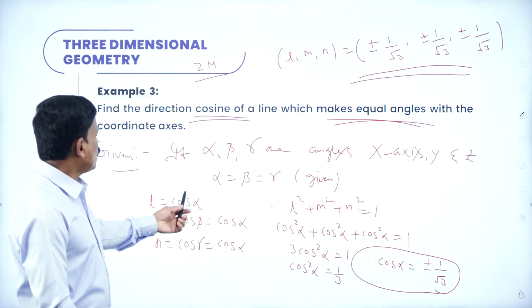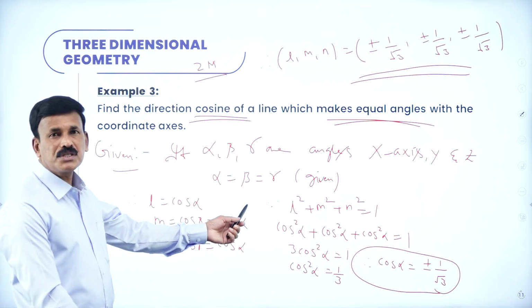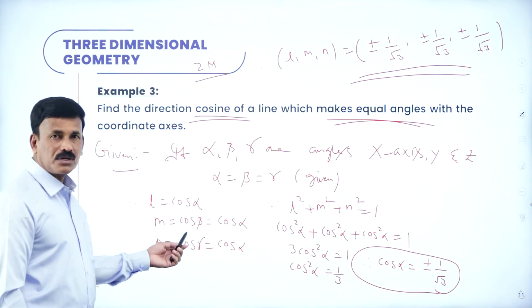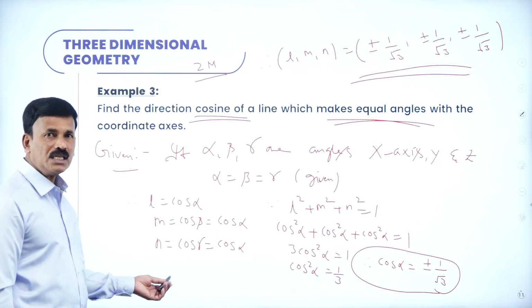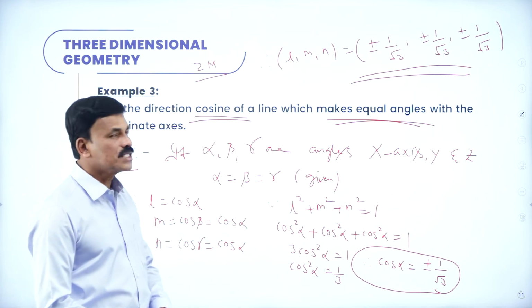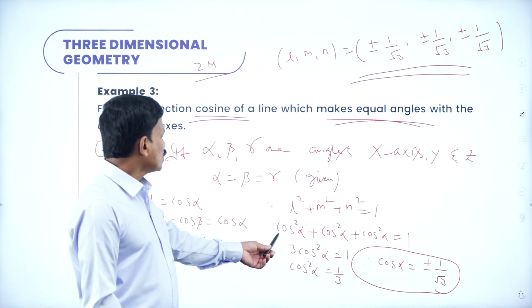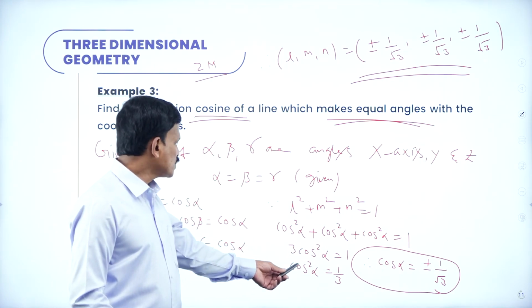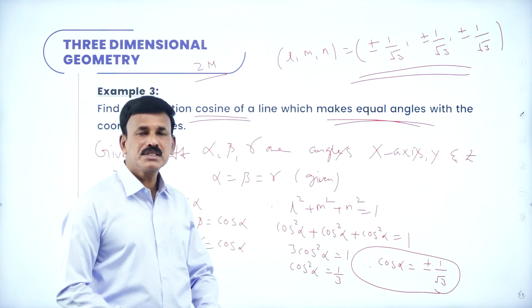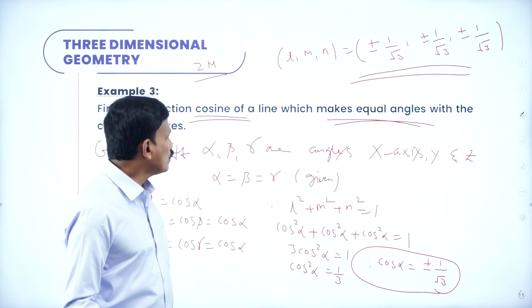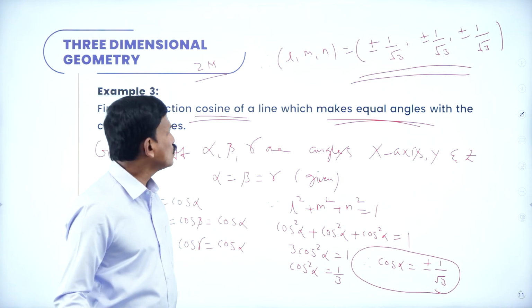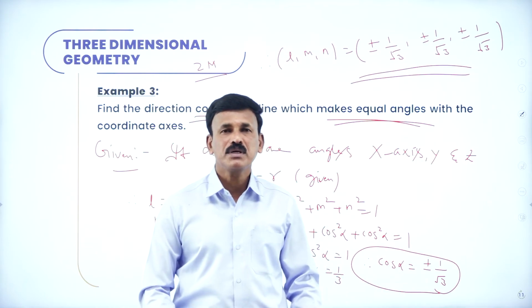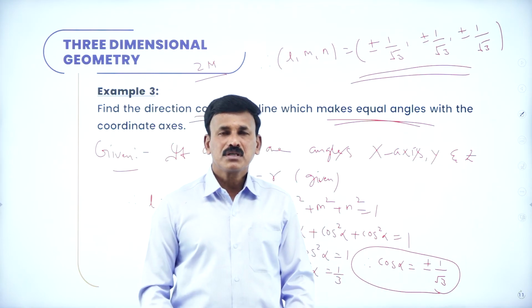See here, if alpha, beta, gamma are equal, alpha is equal to beta is equal to gamma. Let us say alpha, beta, gamma are all equal to alpha. l is equal to cos alpha, m is also cos alpha, n is also cos alpha. Since we know that l squared plus m squared plus n squared is equal to 1, cos square alpha plus cos square alpha plus cos square alpha is equal to 1. 3 cos square alpha is equal to 1. Cos square alpha is equal to 1 by 3. Cos alpha is equal to plus or minus 1 by root 3. So therefore, l is equal to m is equal to n is equal to plus or minus 1 by root 3.